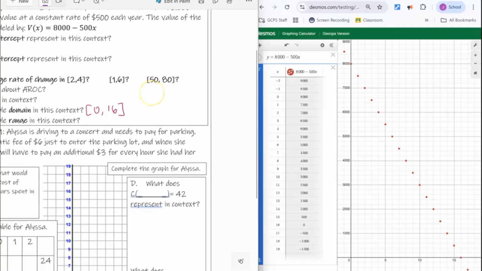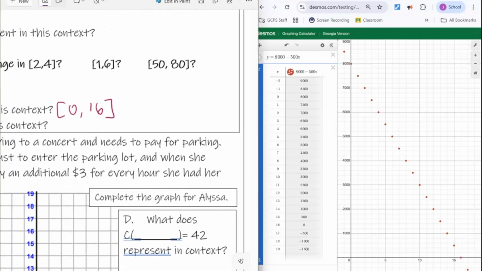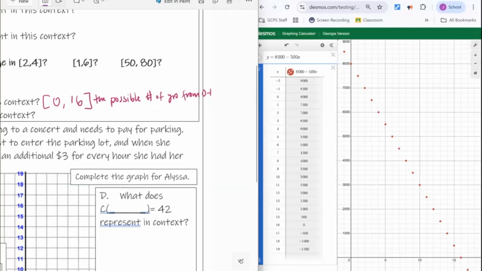Right, so I'm just going to write down the possible number of years, the possible number of years from 0 to 16 since the machine was purchased.